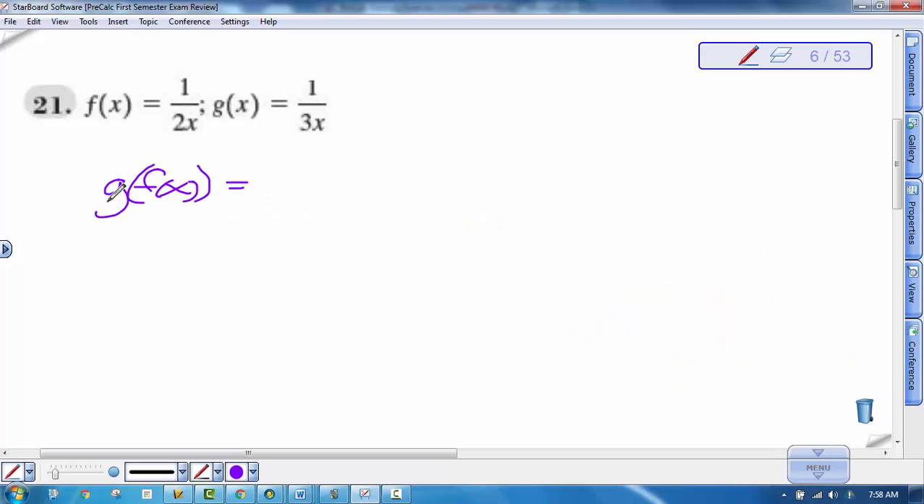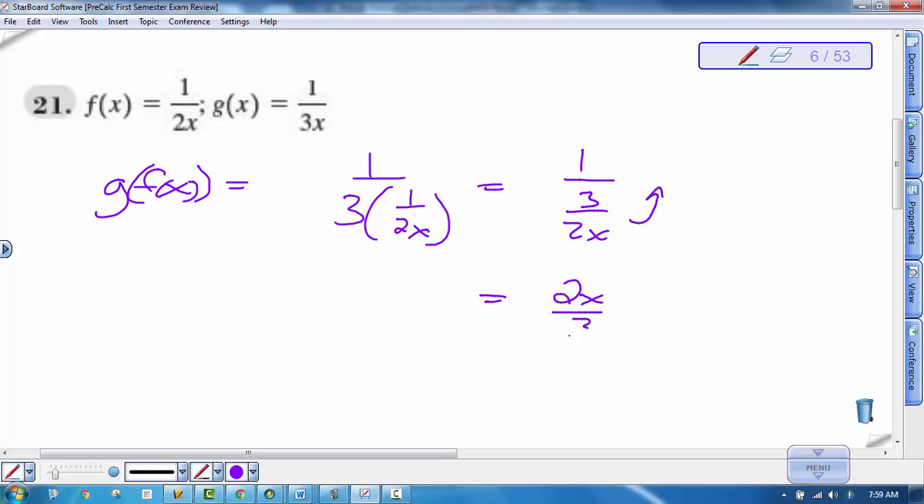All right, next problem, let's go the other way around. g of f of x then. Let's take f of x and plug it right in there into g. So we get 1 over 3 times f of x, which is, in parentheses, 1 over 2x. So similar, this turns into 1 over 3 over 2x, and I'm going to move that up and multiply by the reciprocal. So I'm going to get 2x over 3 when I do that.